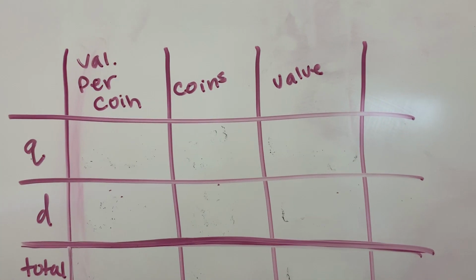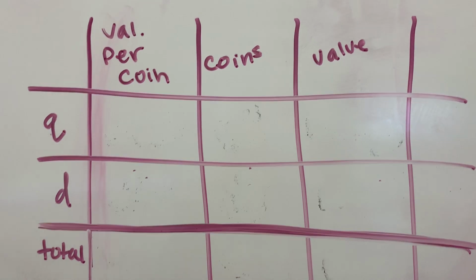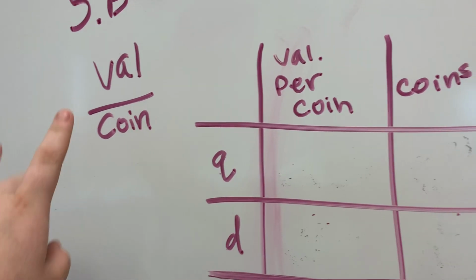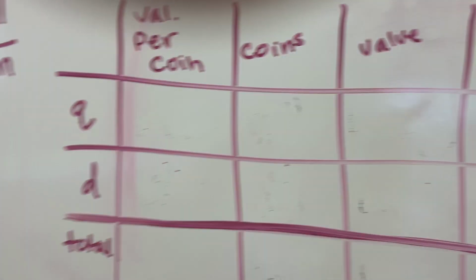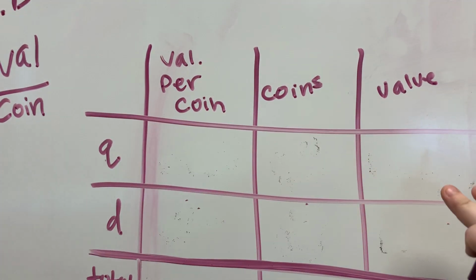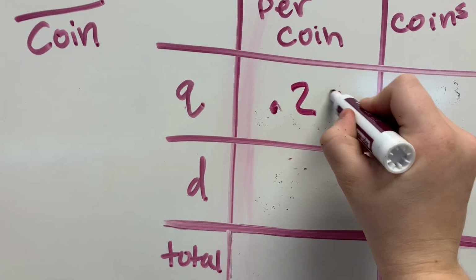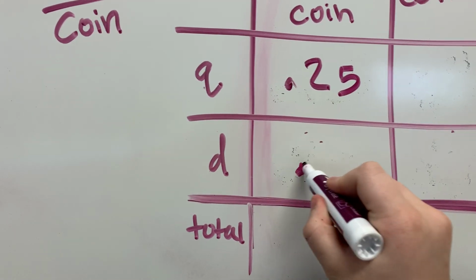So I went ahead and created the table. Right here would be our ratio. I wrote that out over here, it'd be value per coin. The next ones we'd have are number of coins and then the value. The value of a quarter is 25 cents. The value of a dime is 10 cents.